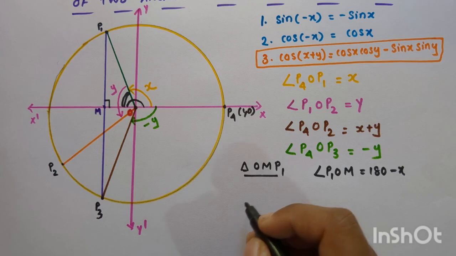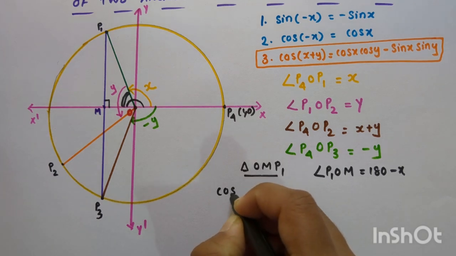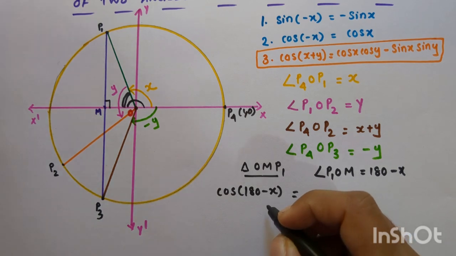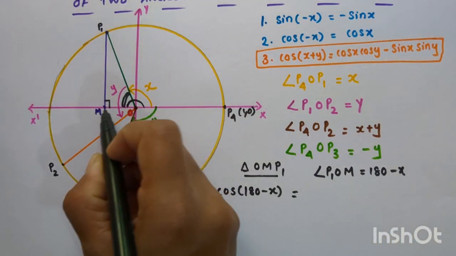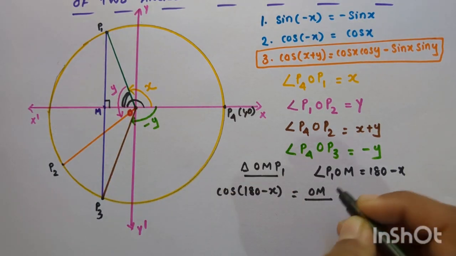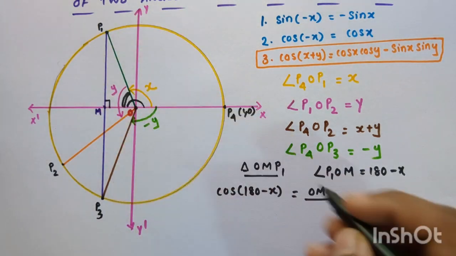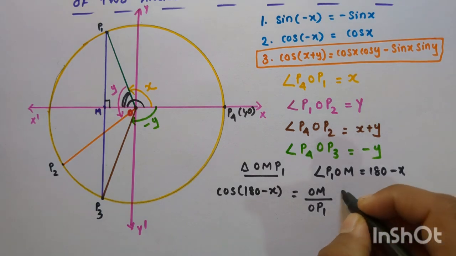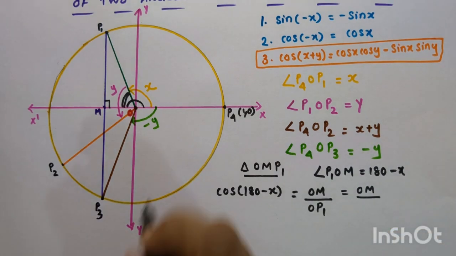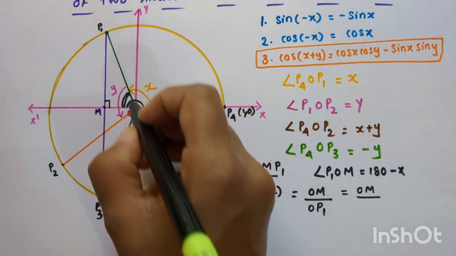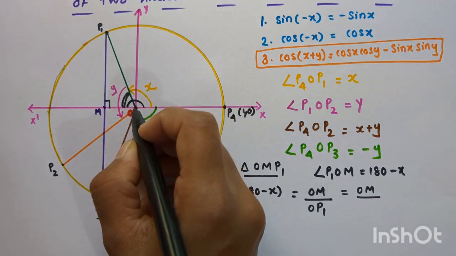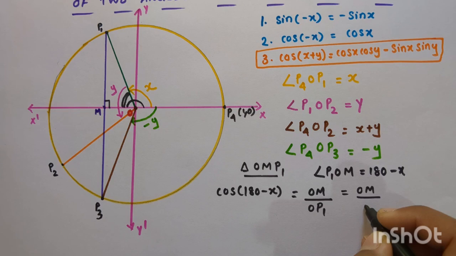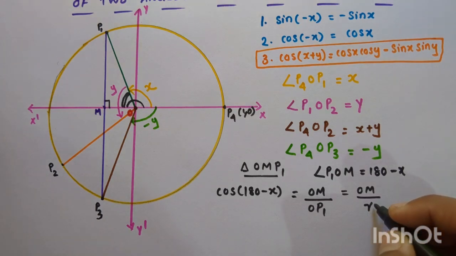Now here, if you find cos of 180 minus x, see, cos is equal to adjacent side by hypotenuse. The adjacent side is OM or MO, divided by the hypotenuse, which is OP1. So this can be written as OM divided by OP1. This is actually the radius of the circle, no? From the center to any point on the circle will be equal to the radius. So OP1 is the radius of the circle.